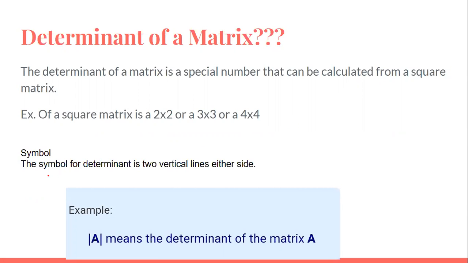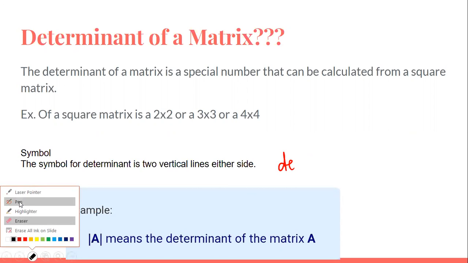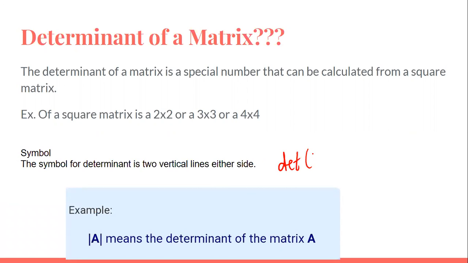Okay, the symbol for determinant is 2 vertical lines on either side. So basically kind of like the absolute value symbol, right? If it's asking for the determinant, it'll either ask for it with the 2 bars or it'll say determinant. That looks like an F. Make it look less like an F. It'll say determinant of A or like that, okay? So those are the shorthand way of writing determinants.